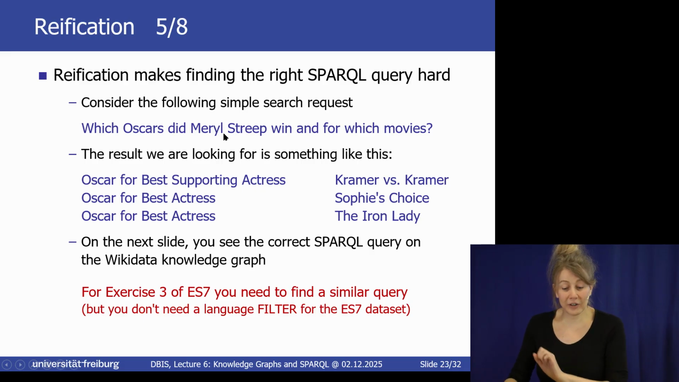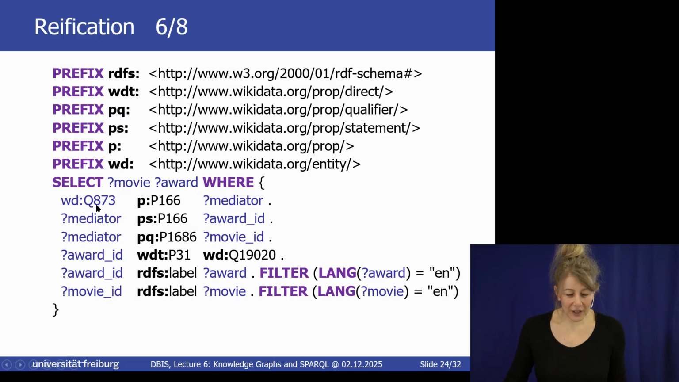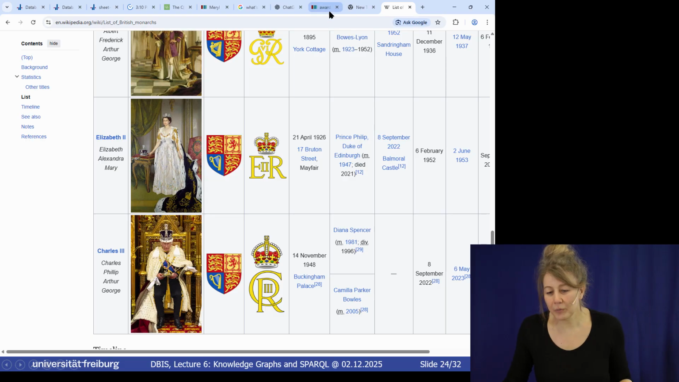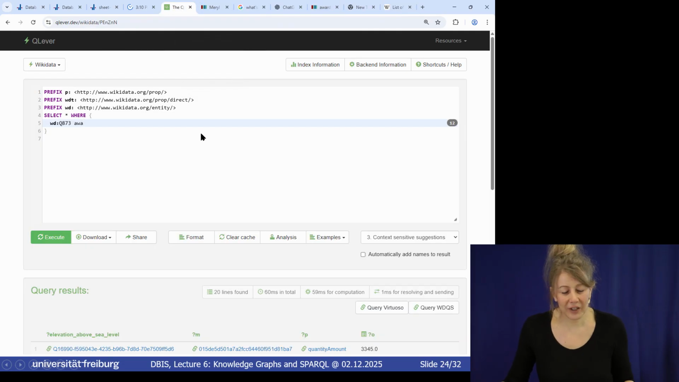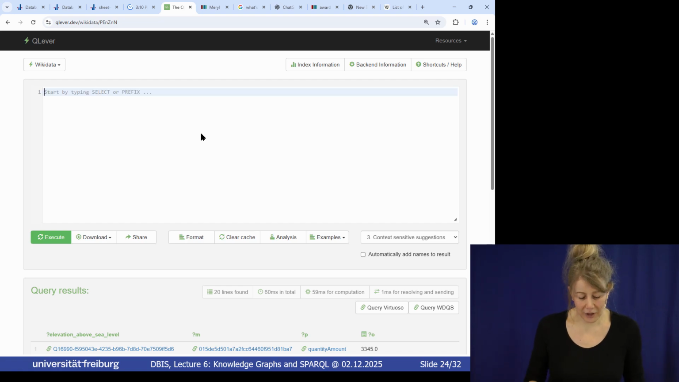Here it's the Oscars won by Meryl Streep. And that's the query. And so let's type it together, find it together. It's actually not that hard. Let me just do it together with you, because that's what you have to do for the exercise sheet. And you absolutely have to do that sheet. Otherwise, you don't learn this stuff just by listening to it. It's a fun sheet.